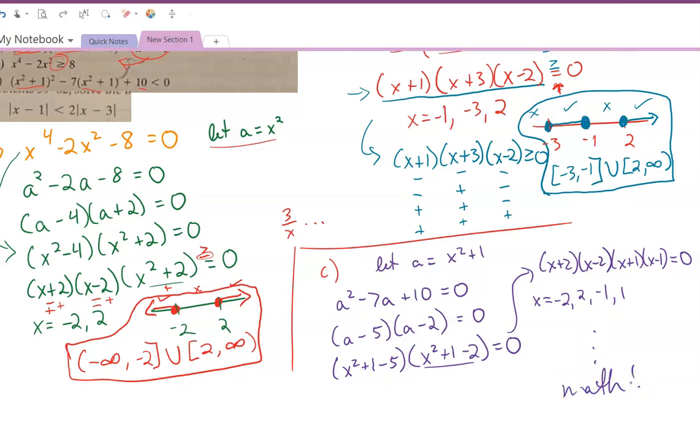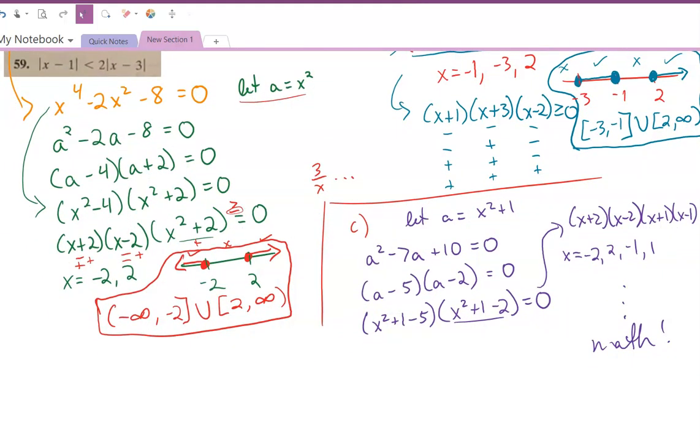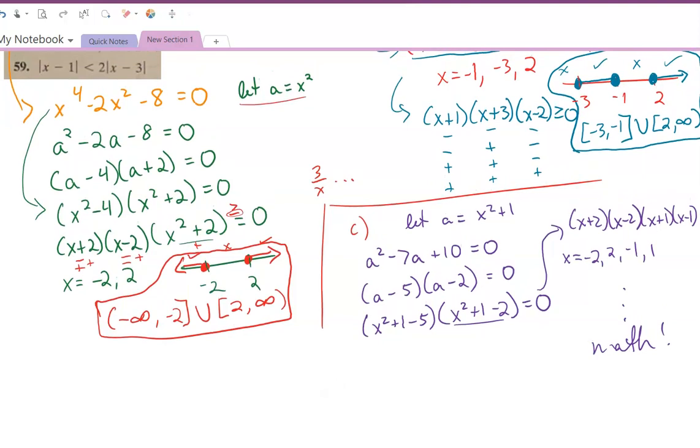Okay, last one I want to do here is number 59. Both sides are linear on this inequality, but they both have absolute value bars. So I'm going to show you 2 ways to solve that.